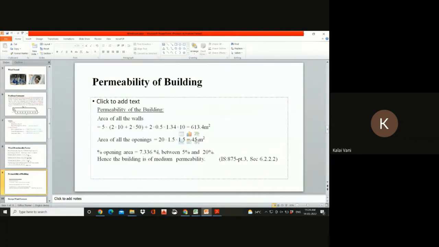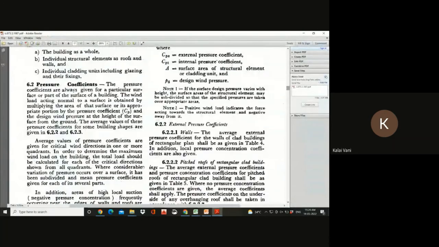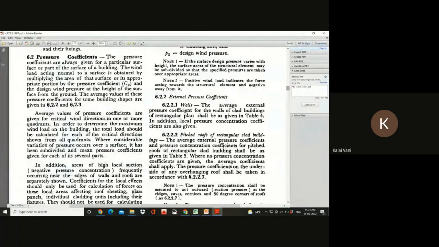So once you get the percentage, sorry for the interruption. Here you need to go to your section 6.2.2.2. Here you are going to find your external pressure coefficient for your pitched roofs.